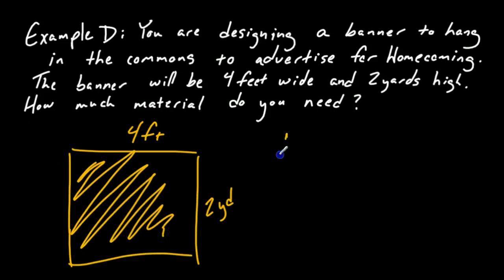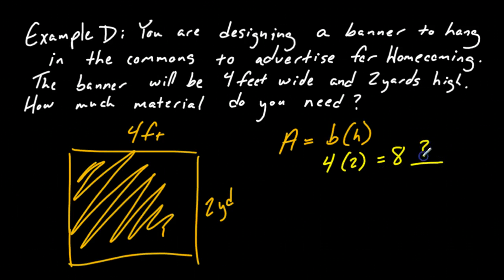Now when you buy material, it's going to charge you for the area of it. Area is base times height, so in this example we could just do 4 times 2, which would give us 8. But we don't know what the 8 is. Is it feet? Is it yards? Well, we don't know. So we actually can't do just 4 times 2. We have to make sure that the feet and the yards are in the same unit of measure.